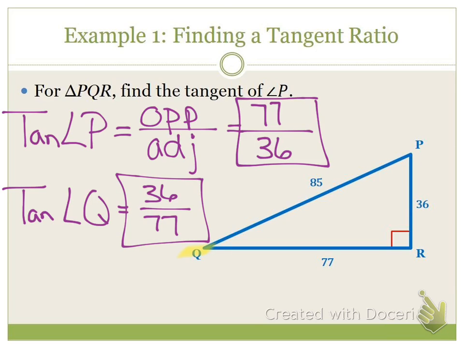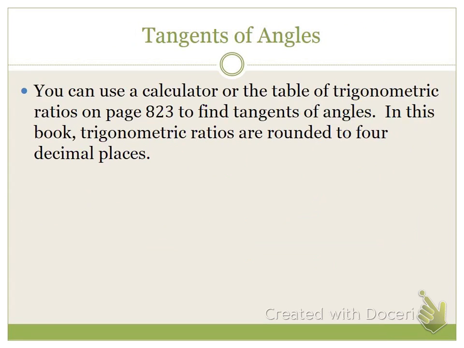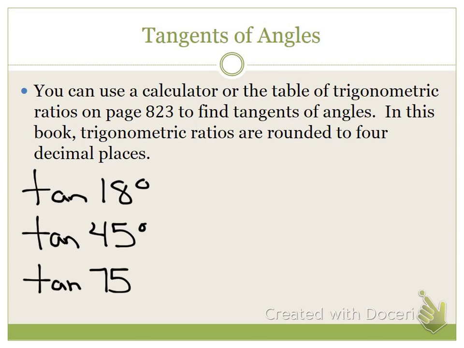Now in example 2, I'm finding the tangent value of a specific angle. You see here in example 1, we don't have any angle measures. We just have angle labels. In example 2, we're actually going to be given a measure of these angles. Tangent of 18 degrees, 45 degrees, and 75 degrees.